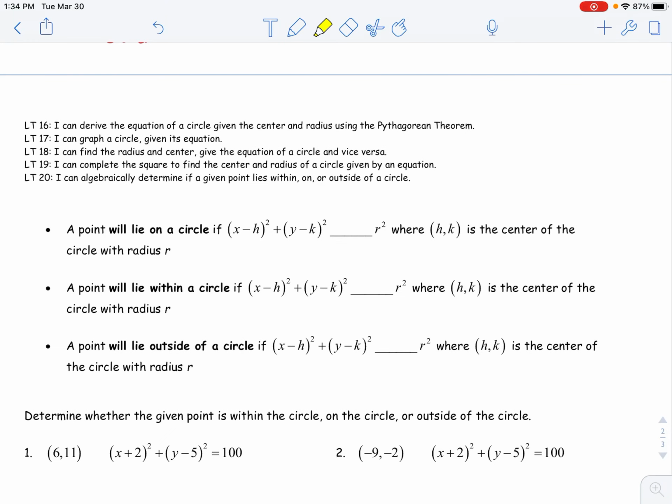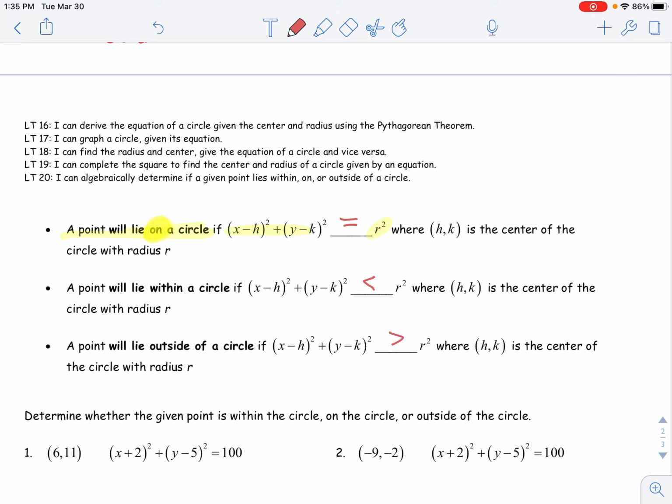All right, so a point will lie on a circle, so on the perimeter of a circle, if (x - h)² + (y - k)² = r², all right? So that's just the typical stuff we've been practicing the whole time. It will lie within a circle, a random point, if you plug in the random point and (x - h)² + (y - k)² is less than r², it's going to be within.